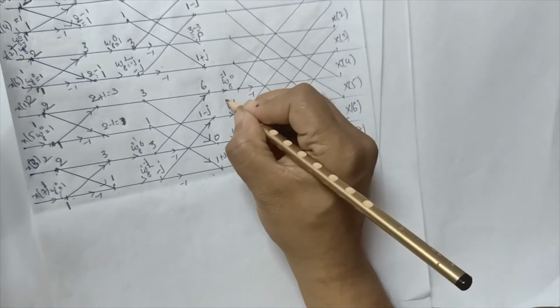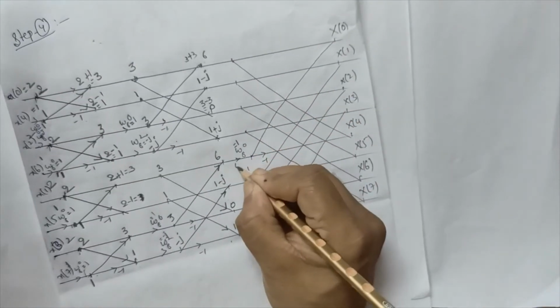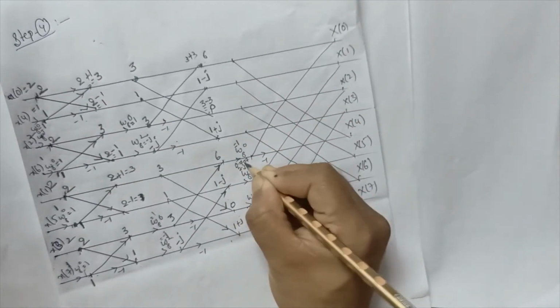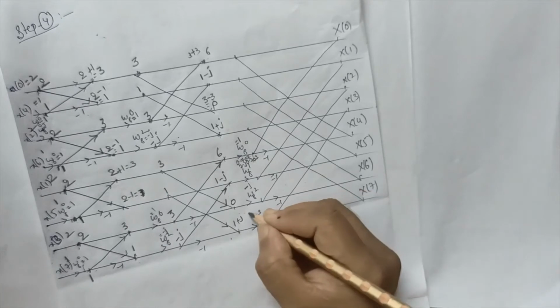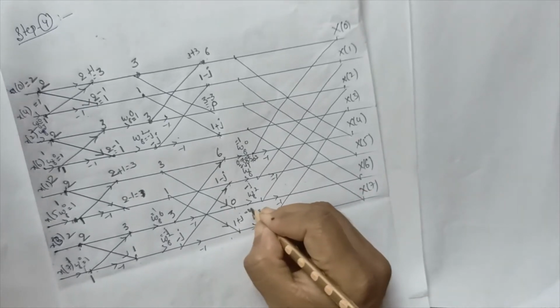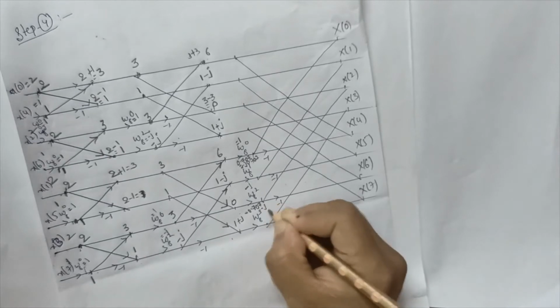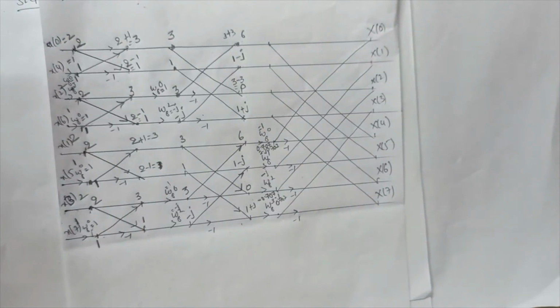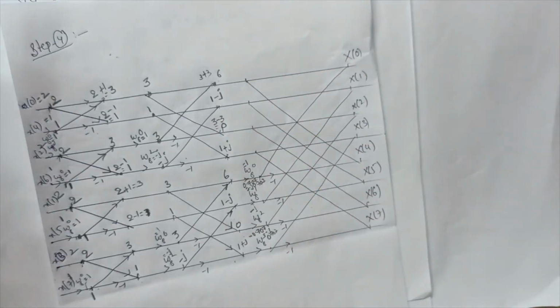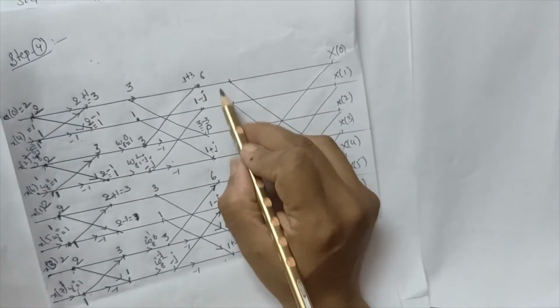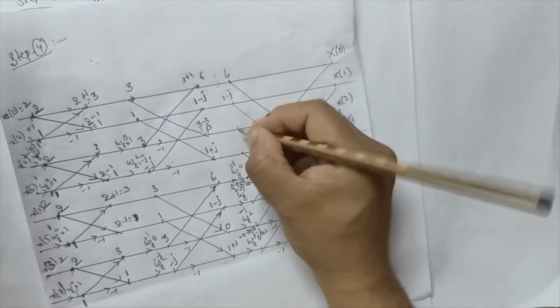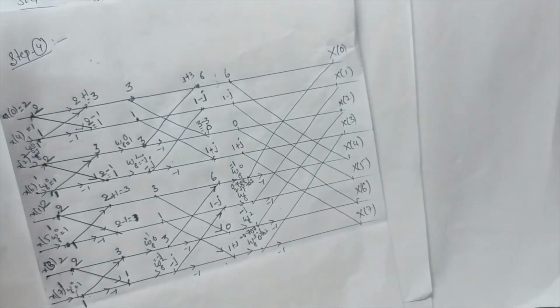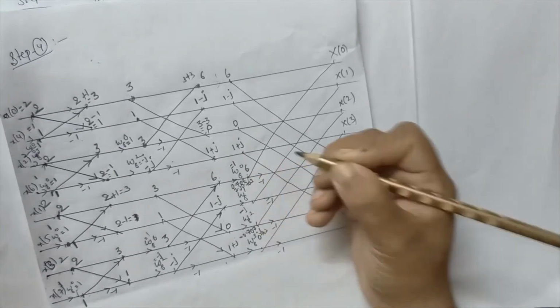Omega 8 power 0 is 1, omega 8 power 1 value is this one, 0.707 minus j 0.707. This value is minus j. Omega 8 cube value is minus 0.707 minus j 0.707. Okay. So now pre-values for stage 3 we have to write. 6 into, if no value is there, treat the gain as 1 here. So these values will come 6, 1 minus j, 0, 1 plus j.